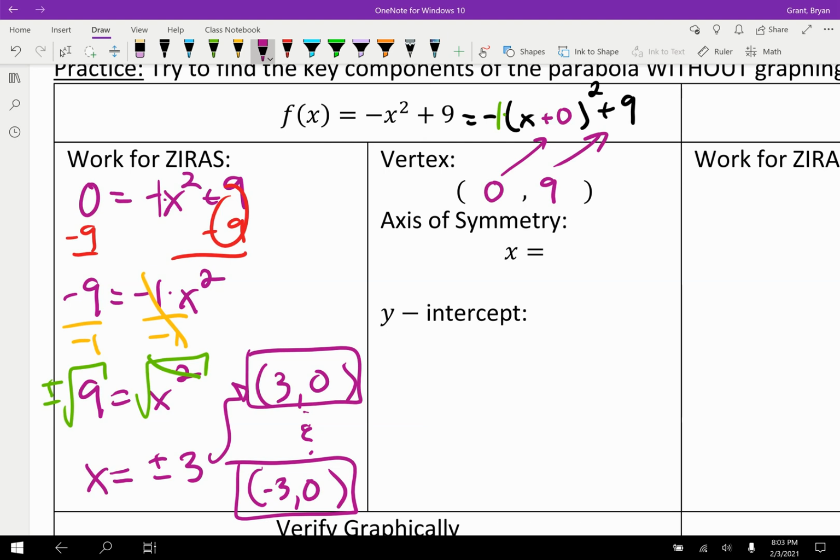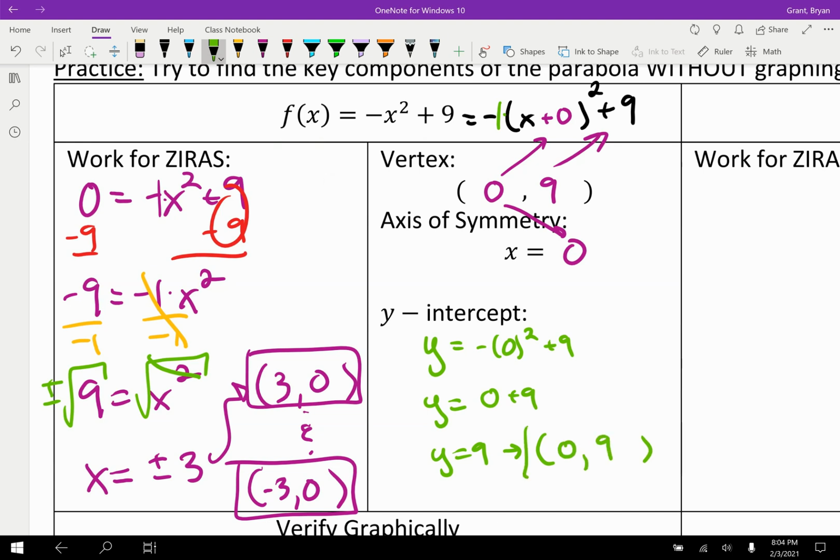What's our axis of symmetry? Well, we learned earlier that the axis of symmetry goes through the h value of the vertex. So just x equals 0. And last but not least, the y-intercept. This one's not bad at all. We'll change f of x to be y, and we replace the x with 0. Well, 0 squared is 0, -0 is still 0, and it looks like our y-intercept is 9, or it's the point when x is 0, y is 9.